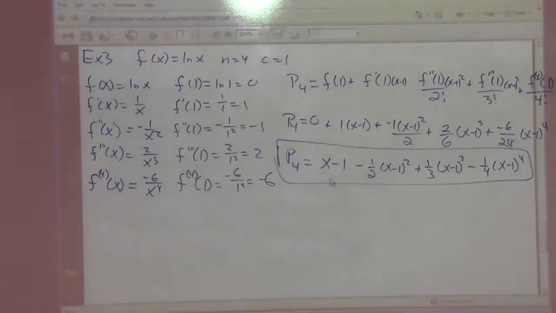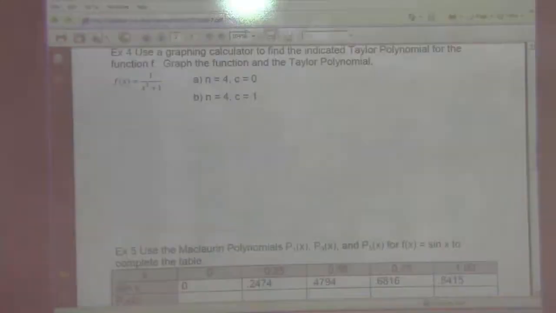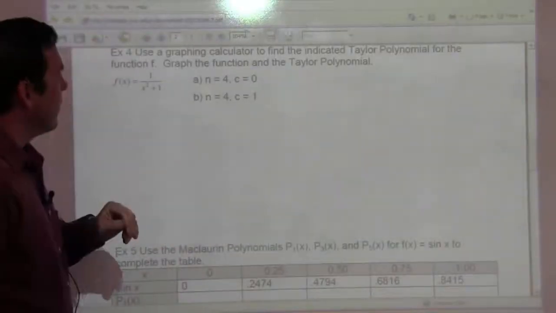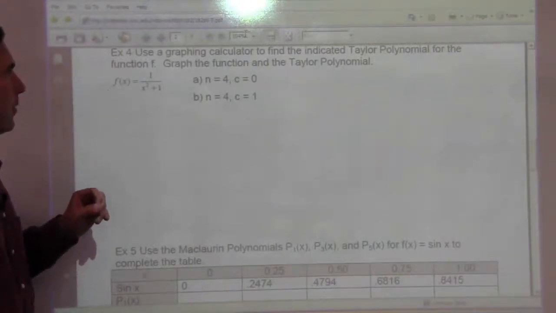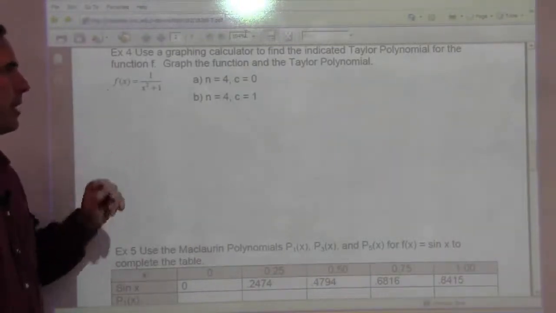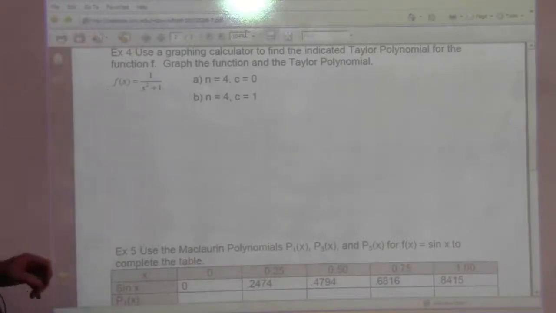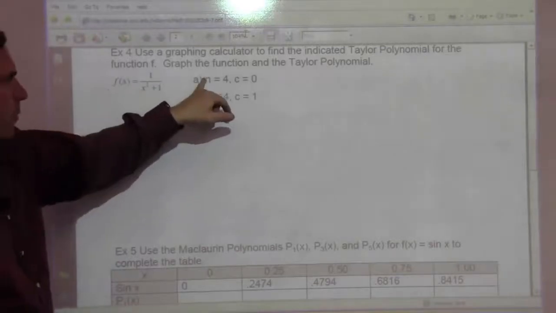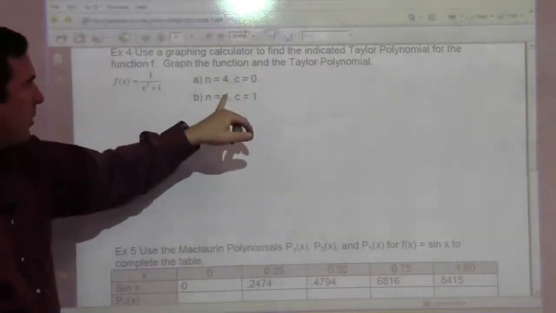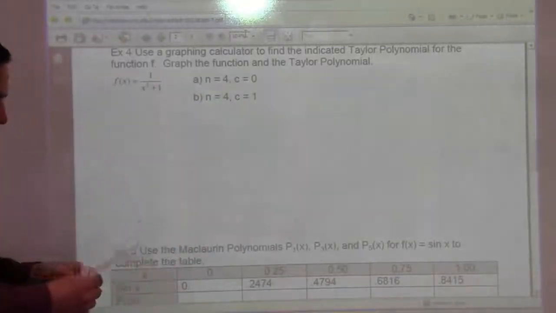And we're going to go on to example 4. Okay, let's go on to example 4 here. It says use a graphing calculator to find the indicated Taylor polynomial for the function f. Graph the function and the Taylor polynomial. So it says f of x equals 1 over x squared plus 1. We're going to do it for n equals 4 and c being 0. Then we'll do it for n equals 4 and c being 1.